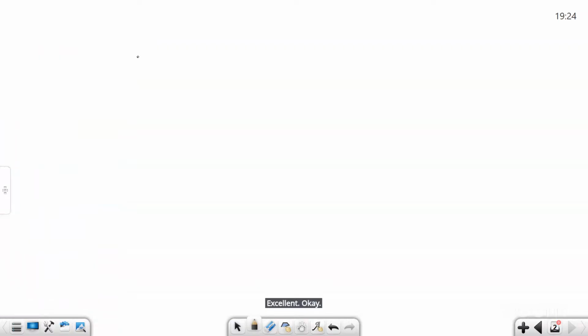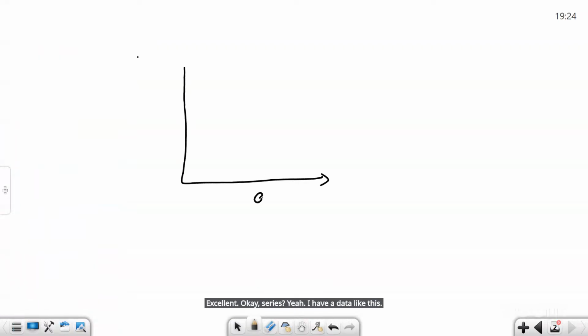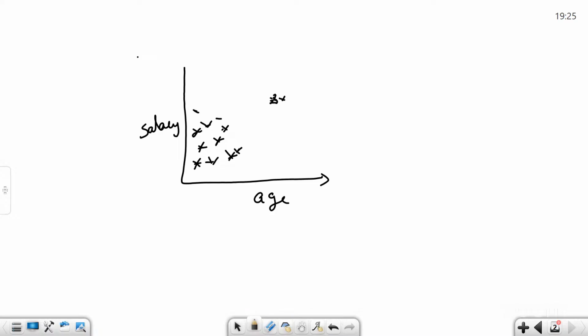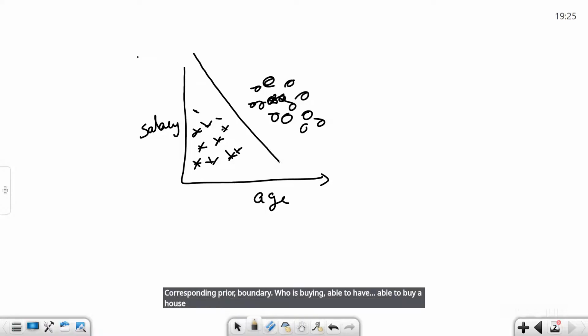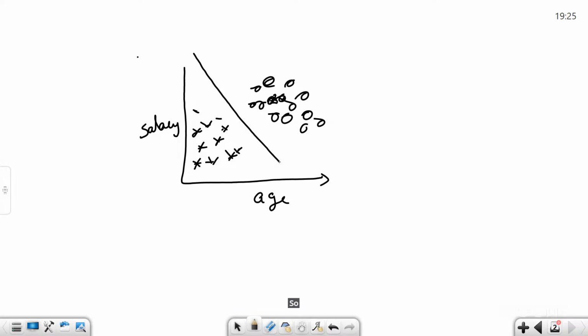See, here I have data like this: age and salary. The x-axis is age, the y-axis is salary. Based on this, I want to know who is going to buy a house. So these are the house-buying people, and these are the non-buying people. Simple. What machine learning does is draw a line, called a boundary, which separates who is able to buy the house and who is not. That is what logistic regression is, that simple.